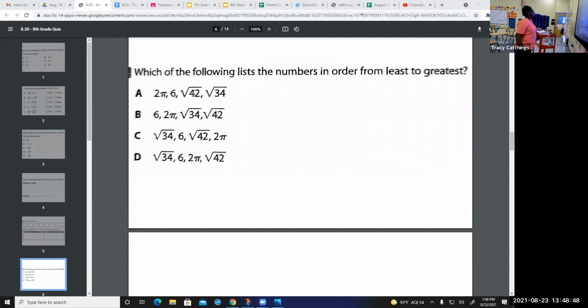All right, 6. It reads, which of the following lists the numbers in order from least to greatest? Least to greatest. All right, so you should have come on the side and played with your numbers. Some of us went ahead and solved the square root of 34, which was fine. You could have done that, and that would have given you about 5.83.